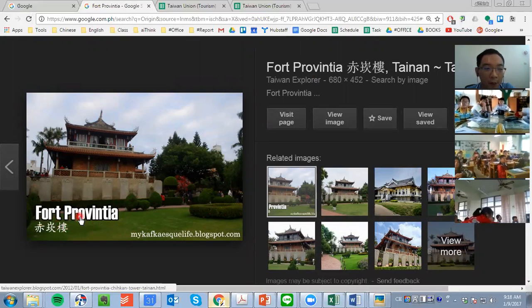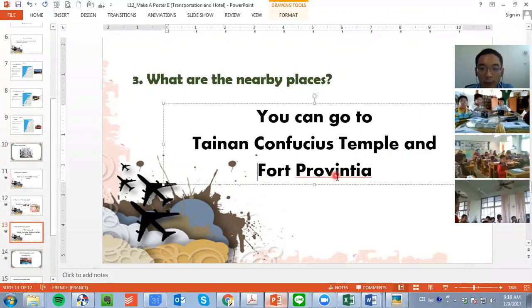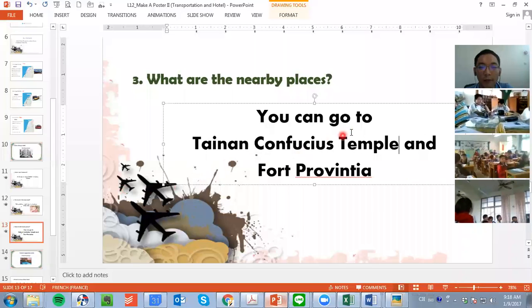One more time. Fort Provincia. The first place and the second place. All right, write it down. Now let's read it together. You can go to Tainan Confucius Temple and Fort Provincia.